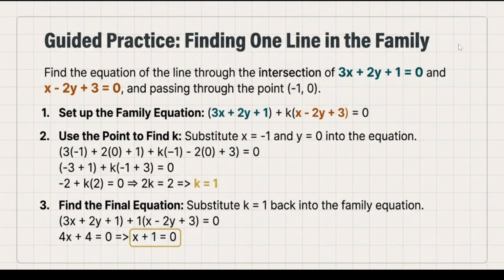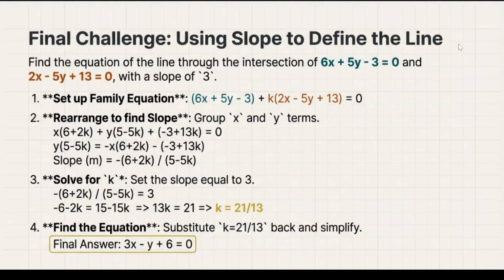Now we will use our coordinates (-1, 0) in our equation. We get the value of k as 1. Now to find the final equation, we can substitute k equal to 1 back into the family equation. That means 4x plus 4 equals 0, or x equals negative 1.